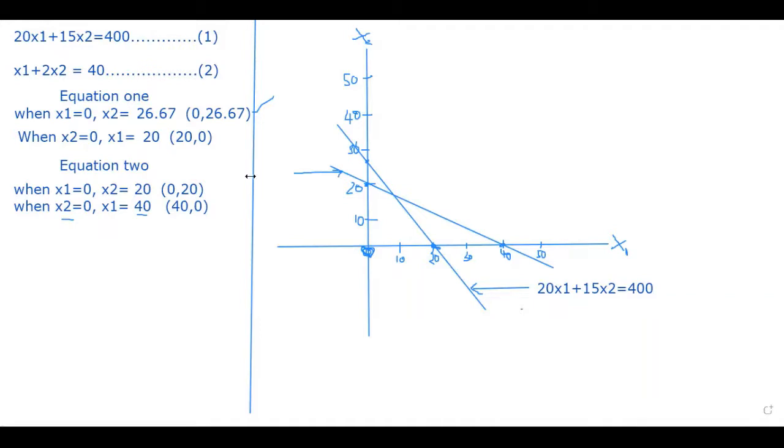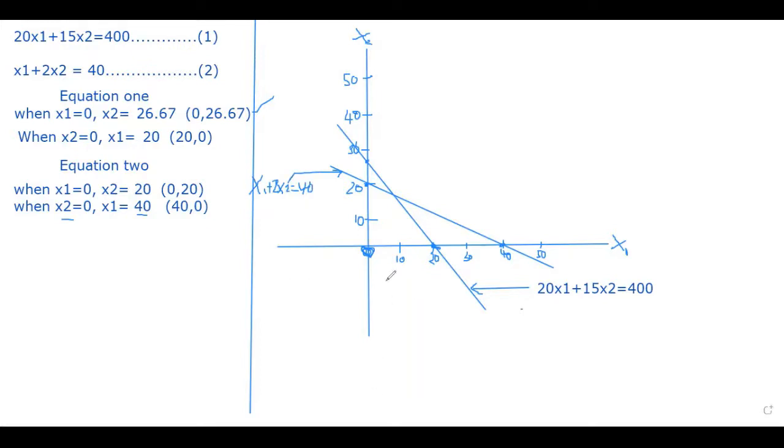The equation 2 was x1 plus 2x2 is equal to, let me write, x1 plus 2x2 is equal to, good. So this is the equation for the second one too.